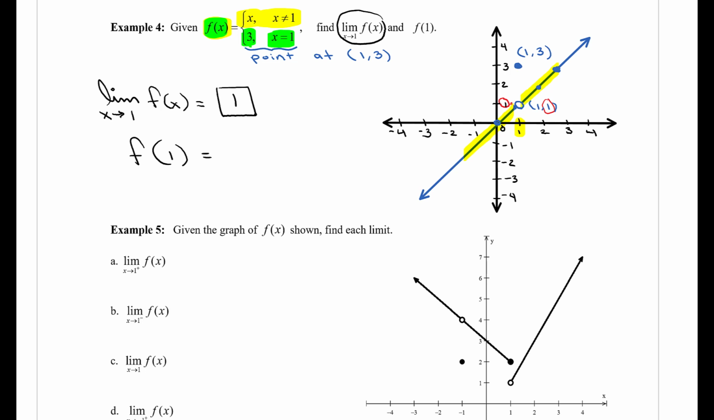Now I need to evaluate the function at x equal to 1. So f of 1 is going to be equal to, looking back at my function, when x is equal to 1, I've drawn a dashed line headed up to that ordered pair 1 comma 3, and I've circled the y coordinate of 3 on that ordered pair.